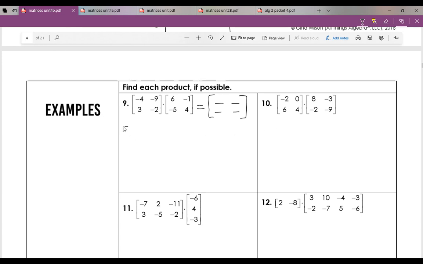Okay, so in order to find the first number, this is just me. You don't have to do it this way. You can do it a little bit different, however you want it. But I'm going to take these 2 numbers and pair them with these 2 numbers. So that's -4 times 6 plus -9 times -5.